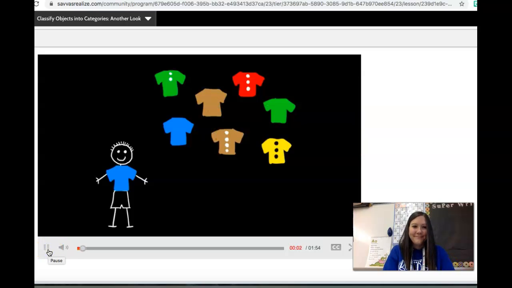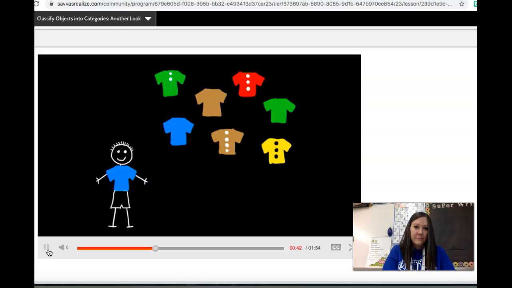Hello. Say hi to Juan. Hi! As you can see, Juan likes to wear colorful shirts. Today, Juan is going to let us use his shirts for our math task. We need to classify the shirts into 2 categories. Perhaps we can classify them by color. There are green, red, brown, blue, and yellow shirts. If we classified them by color, we'd have more than 2 categories.